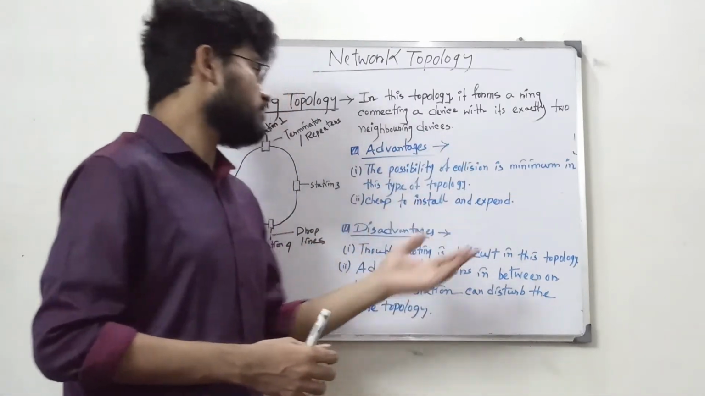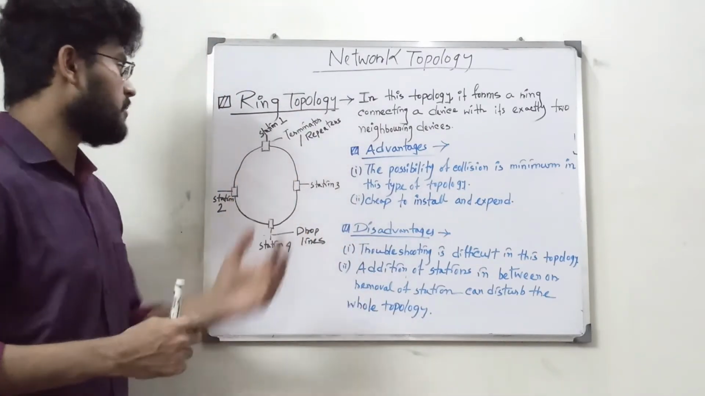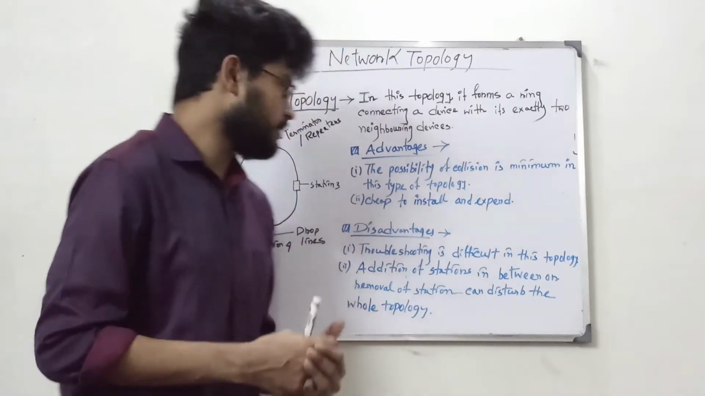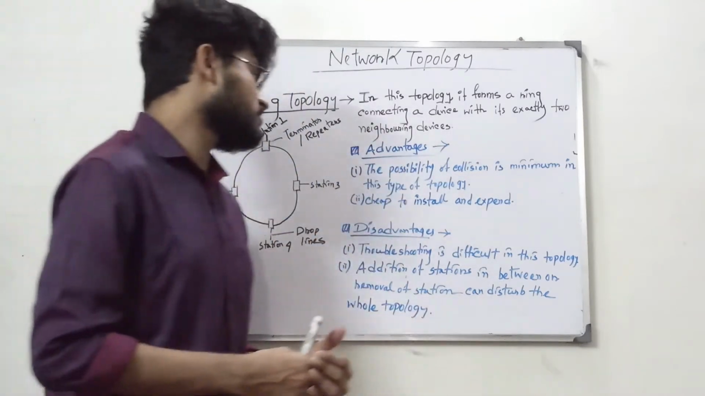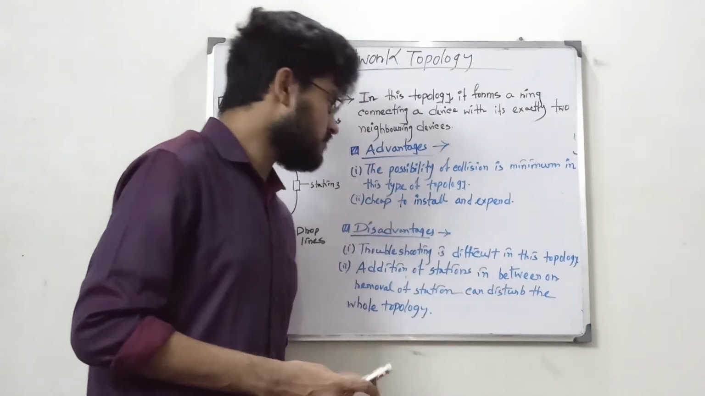And the second is that it is cheap to install and expand. As fewer cables and fewer devices are required to form this ring topology, it is cheap to install and expand. So what are the disadvantages? There are also some disadvantages of ring topology.